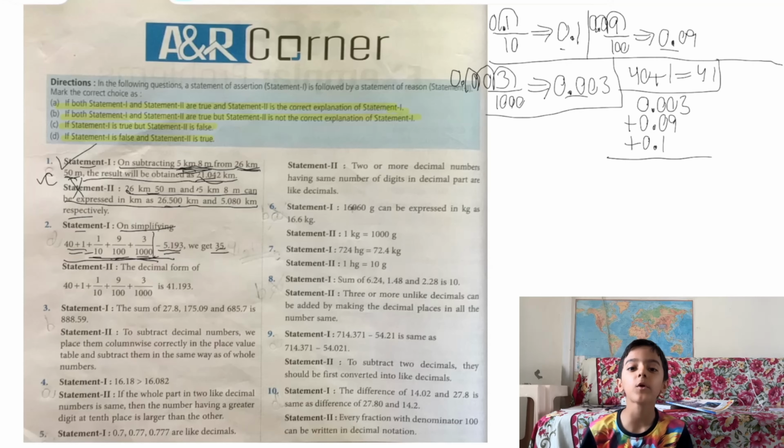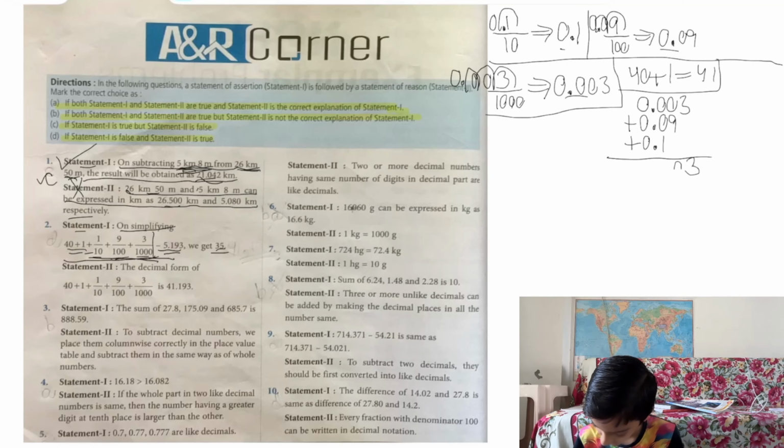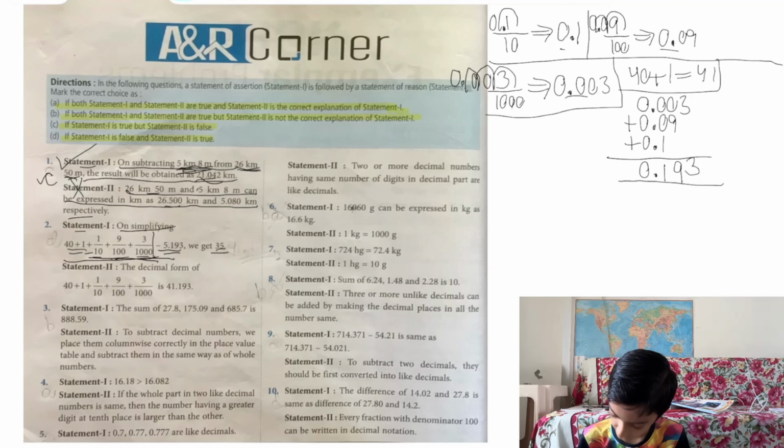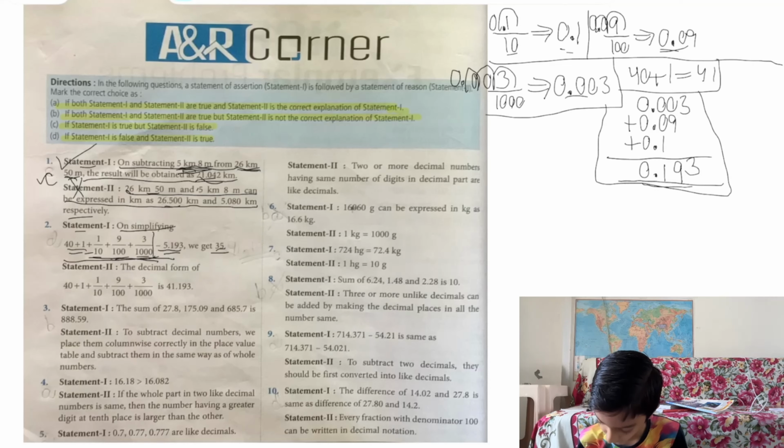Here 3 plus 0 is equal to 3. 0 plus 9 is equal to 9, and 9 plus 0 is equal to 9. 0 plus 0 is equal to 0, and 0 plus 1 is equal to 1. Point under point, and here 0 plus 0 plus 0 is equal to 0. So when we do the sum of these three decimals, the converted form of these three fractions, the result is coming 0.193. So now let's add this result, which is 0.193, in 41.